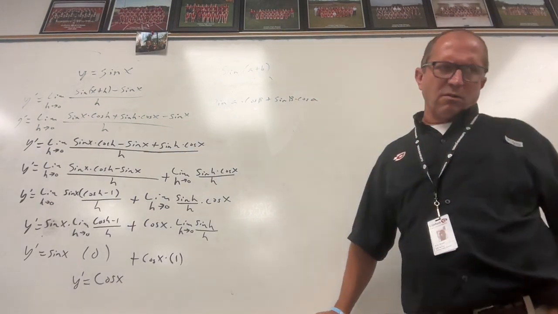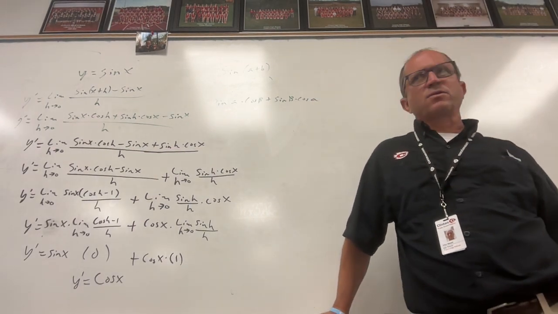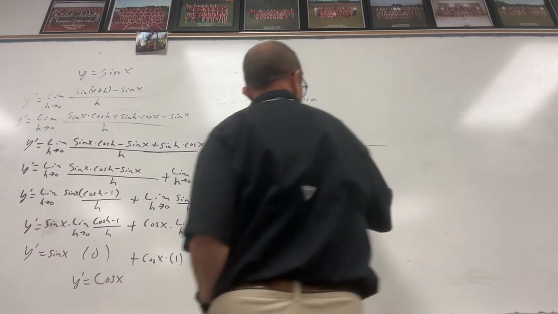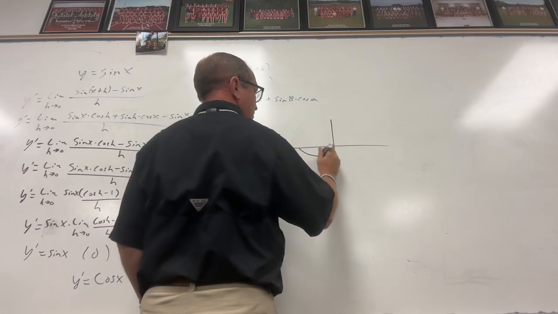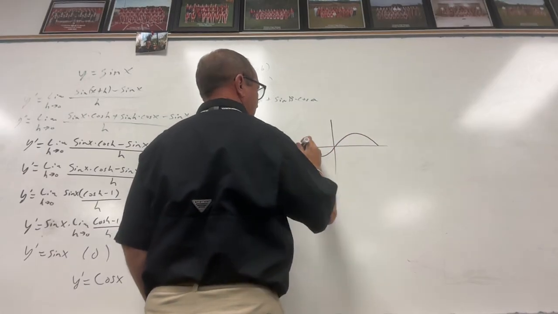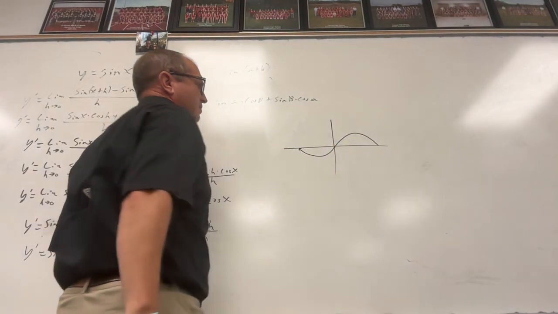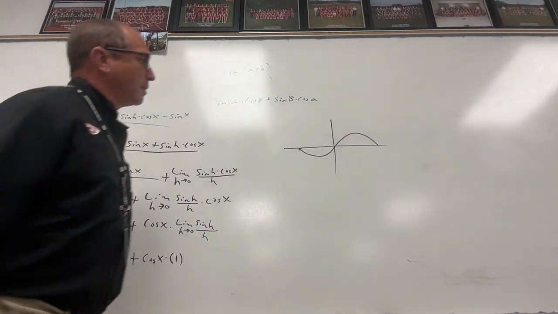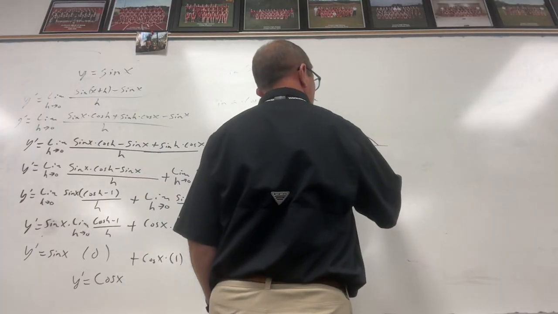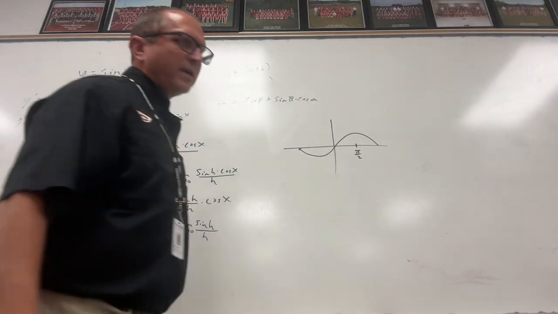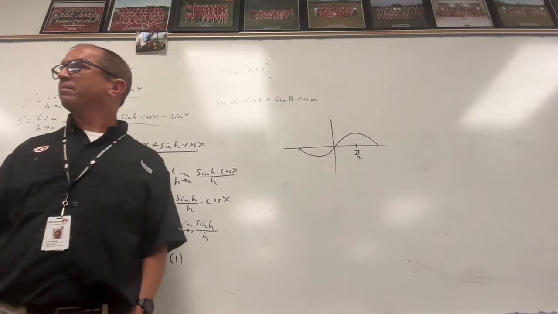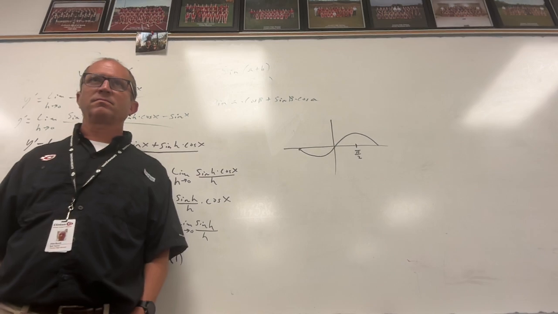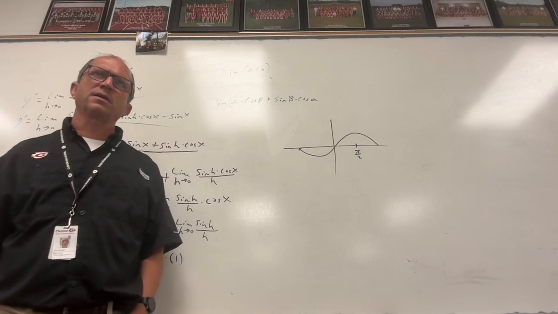What's the cosine of 0? 1, yeah. So I've got the cosine. Well, this is the graph of sine, right? So here at 0, we have a slope of 1, yeah. This is pi over 2. What is the cosine of pi over 2?